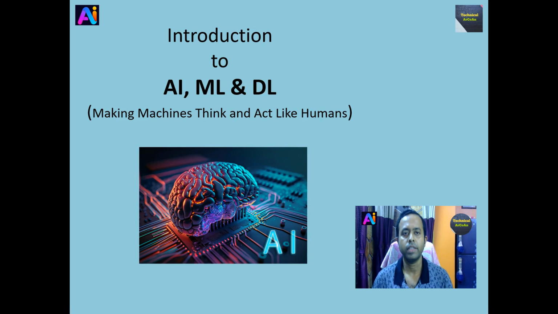So friends, today I will discuss introduction to AI, ML and DL. So we will learn what is AI, ML and DL step by step, right? So when we talk about AI, it consists of two words. One is artificial and other is intelligence. Artificial means man-made, intelligence means thinking power. So we can say in that way AI is man-made thinking power. ML is machine learning and DL is deep learning, which are the subfields. So we can say making machines think and act like humans, which is the AI, right?